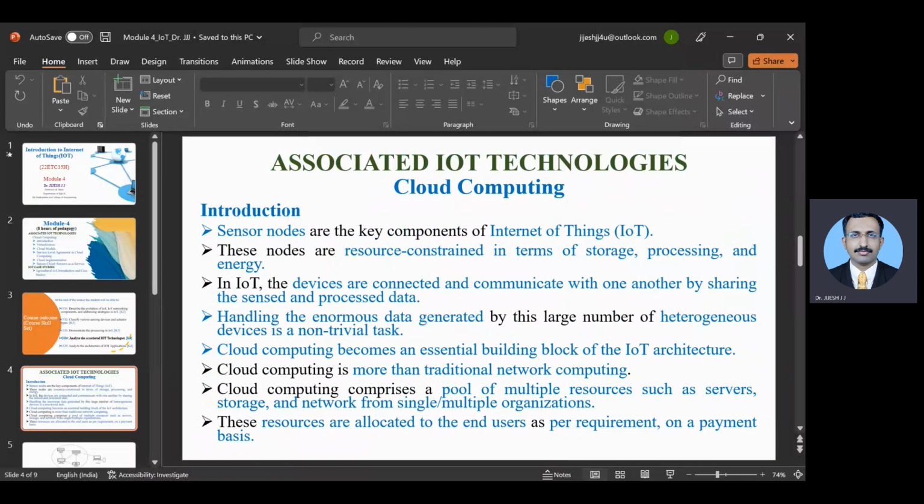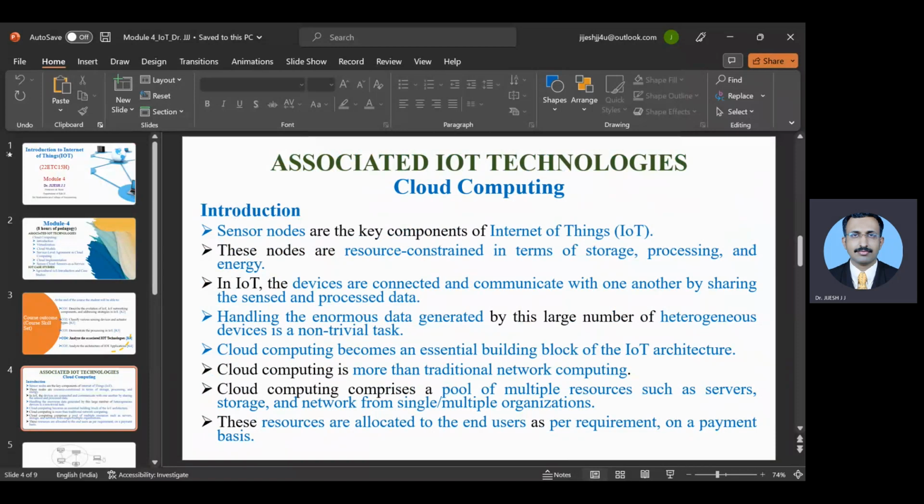You have to make sure that you conserve the energy as well. Then the devices are connected and communicate with one another by sharing the data that is required. So you will be sharing the information from one node to another, or one device to another. So you have to communicate with each other. That is what takes place in the IoT, isn't it?